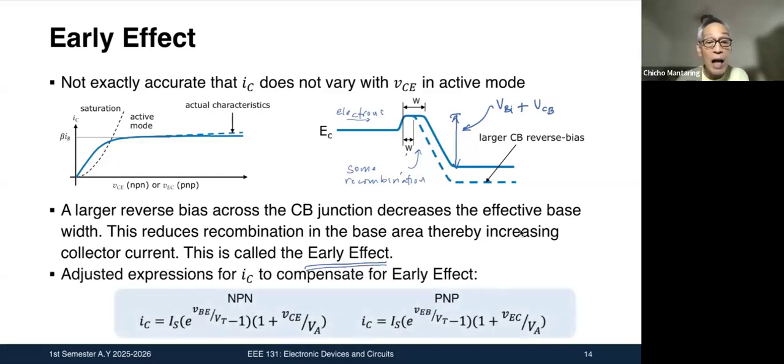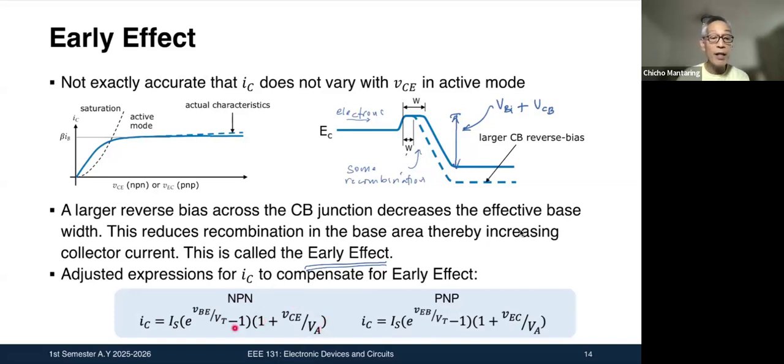We have to adjust our expression for I sub c to compensate for early effect. So our old expression for I sub c was just this. This is for your NPN. Just this term. Now we want to compensate for early effect. We add this particular term.